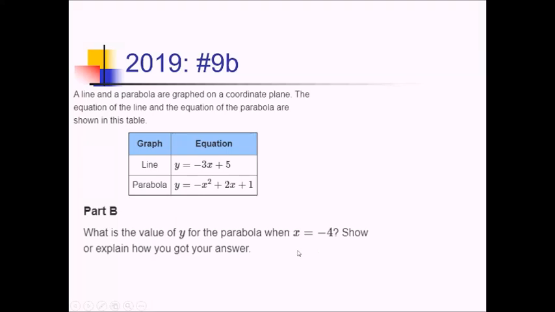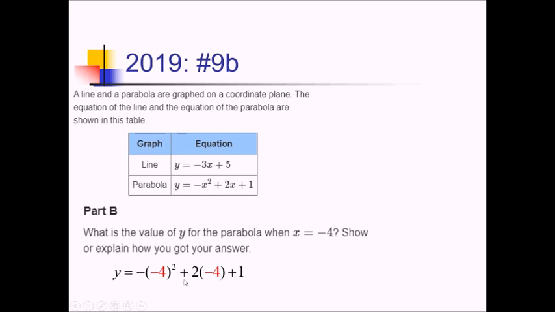On part B of this problem, they want to know the value of y for the parabola when x equals negative 4. So we'll plug negative 4 into the parabola equation here. We write y equals negative (negative 4) squared plus 2 times negative 4 plus 1. So just be careful with your PEMDAS and your simplifying.